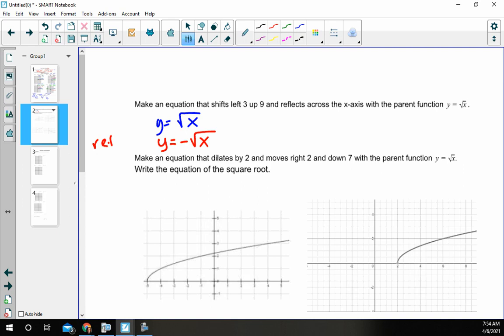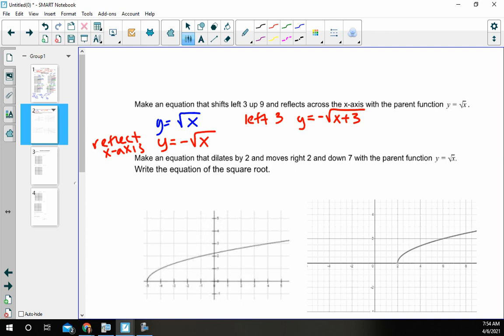Okay, so that was my reflect across the x-axis. Would you guys like to do the left 3 or up 9 next? Left 3 or up 9? Okay, so is that going to be on the inside or the outside from the top? Inside. Is it a +3 or a -3? It's opposite. We're doing it +3. So for my left 3, we've got the negative still. Now we're adding that +3 in.